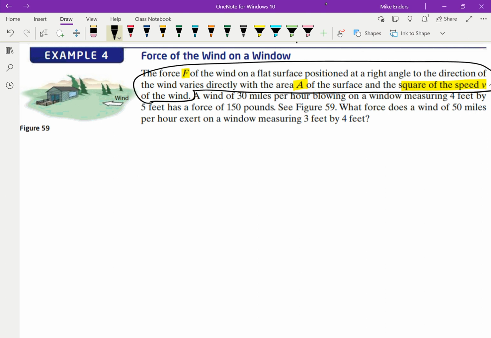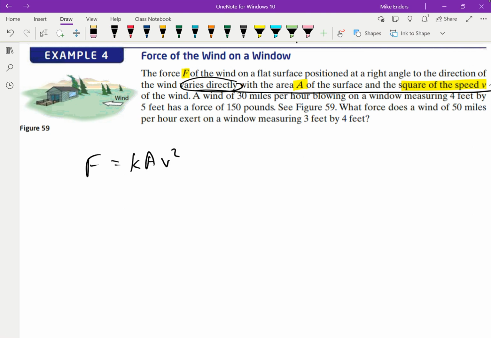Okay, so we've got the force F of a wind, position at a right angle to the direction of speed, varies directly. So that's multiplied by the area of the surface and the square of the speed, v. If the speed is v, the square of the speed is v squared. So the force equals some constant multiplied by area times v squared. So velocity, we're going to think about it that way.